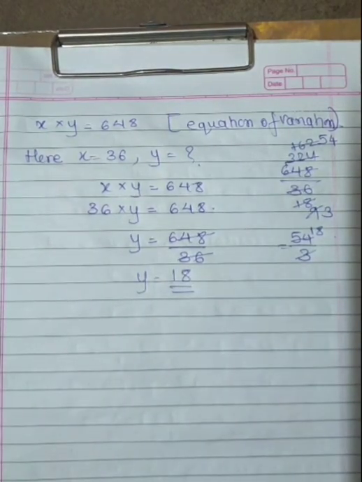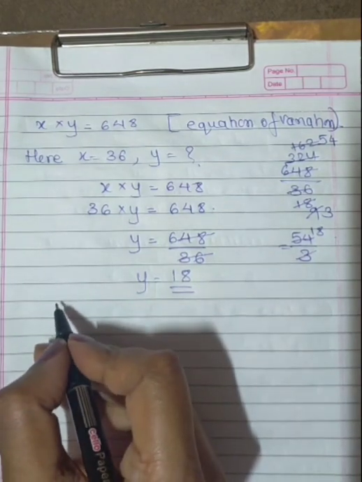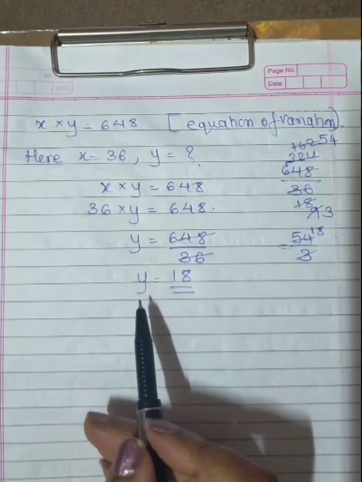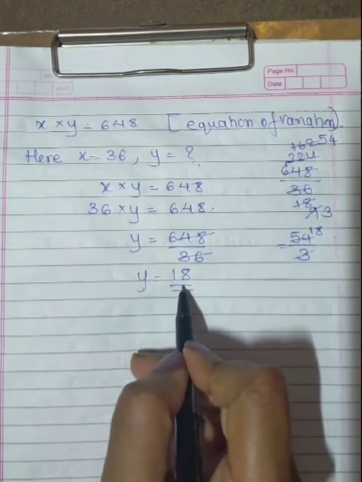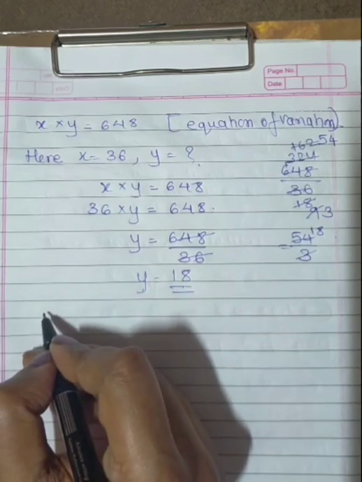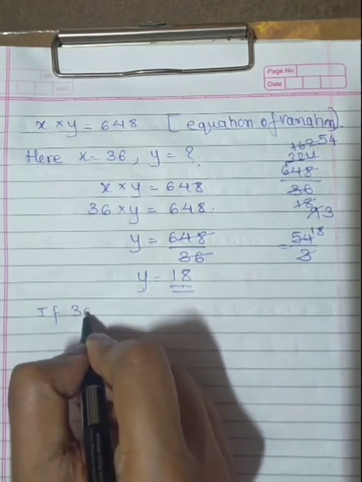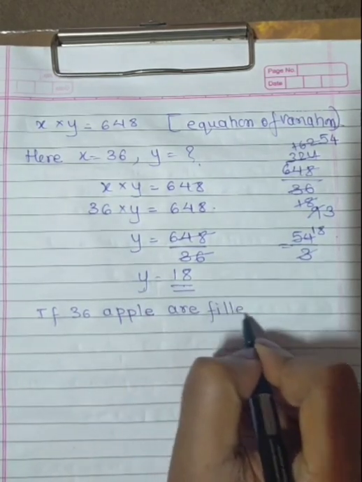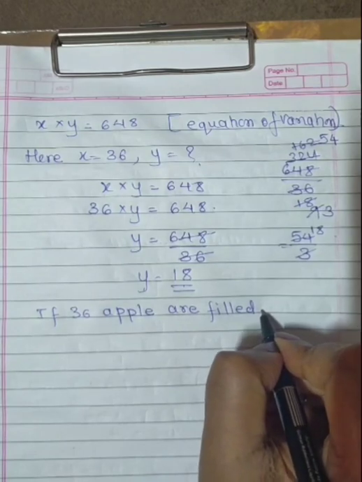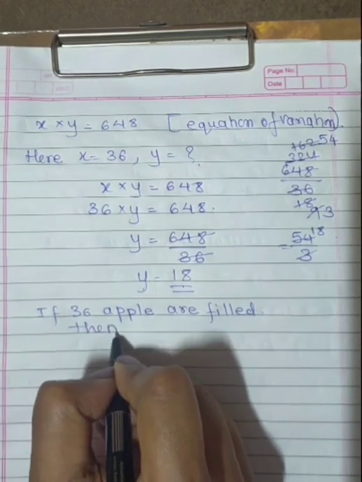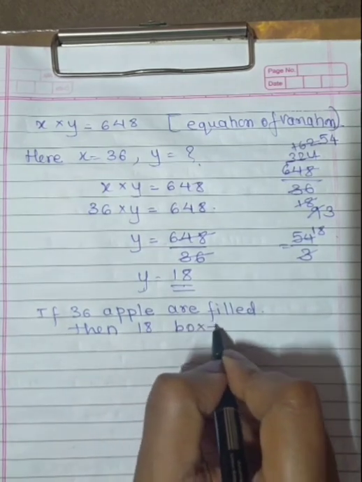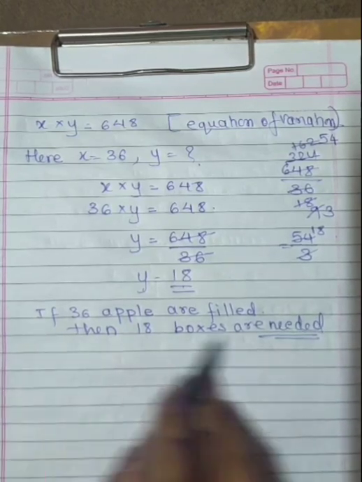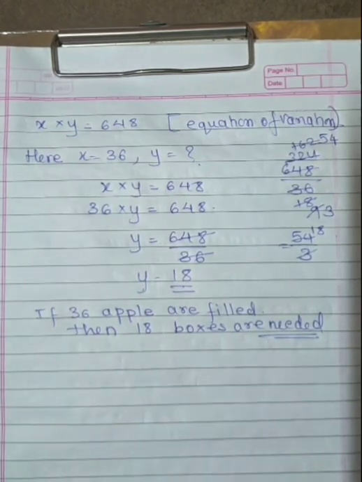Okay, now here the number of boxes we got is 18. So what we will write: if 36 apples are filled, then 18 boxes are needed. Okay, this is the answer for question number 3.